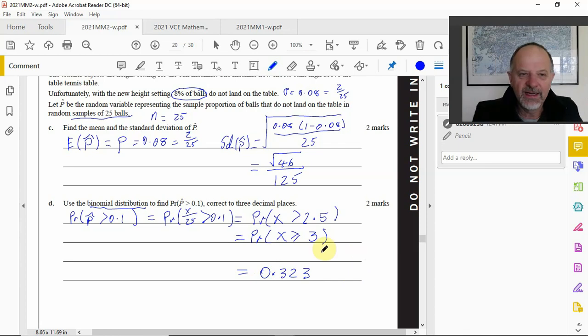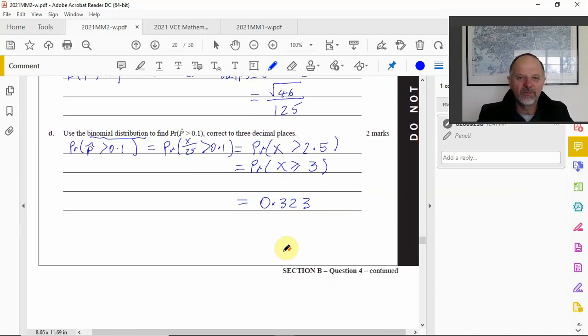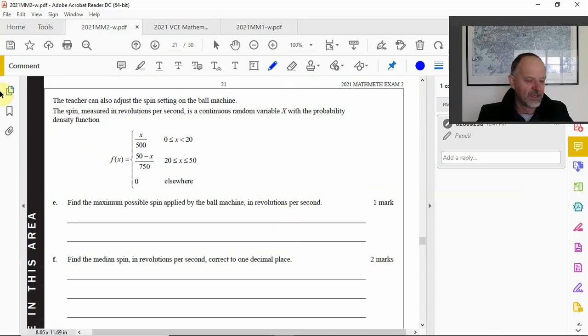Then we move to the next part, part E. And for part E, we're moving on to still probability, but something else. Teacher can also adjust the spin setting. And so spin, measured in revolutions per second, is a continuous random variable with this probability density function.